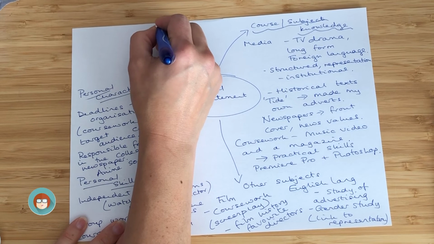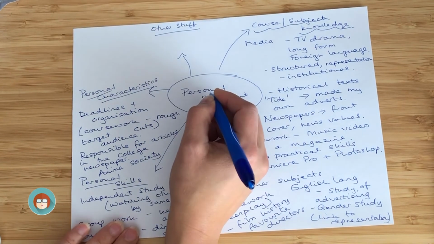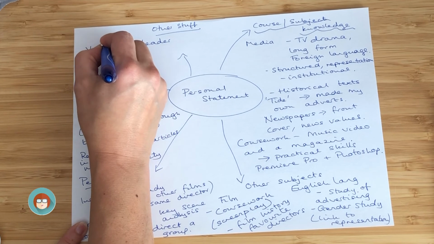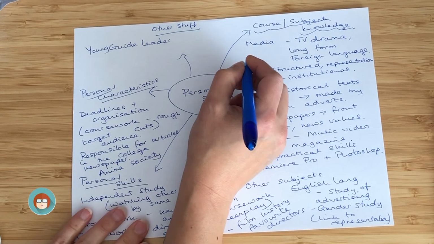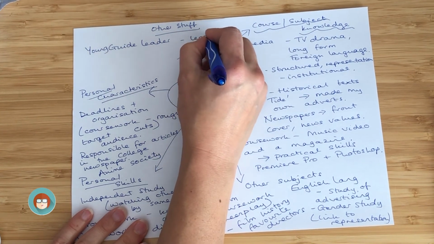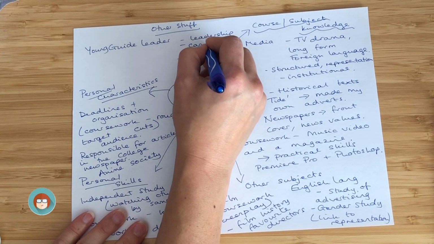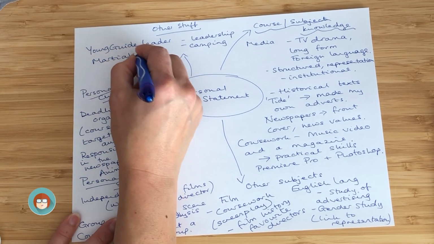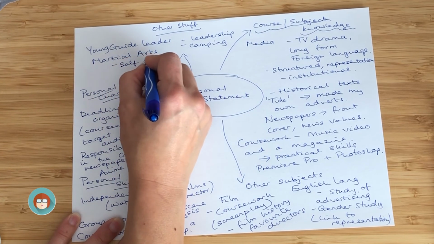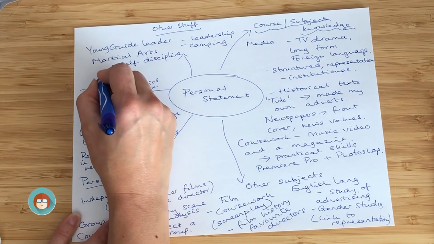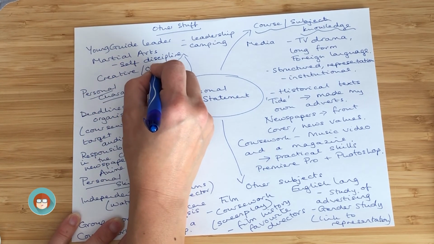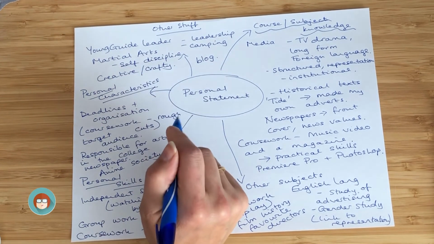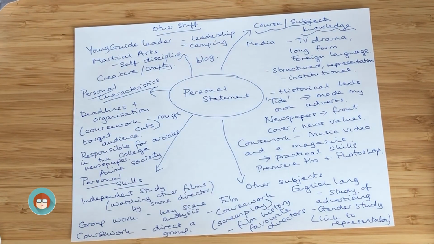My other stuff, unlike Maria, I don't play an instrument, but I am a guide leader. Or you might be a young leader with your scout troop or something like that. So there's a lot of skills, leadership, etc., camping, lots of things there. I do martial arts, and so that's self-discipline. And I'm very creative. I enjoy making things. I've also got a blog. I'm just bringing my other interests back to the whole point that I am applying for media studies.